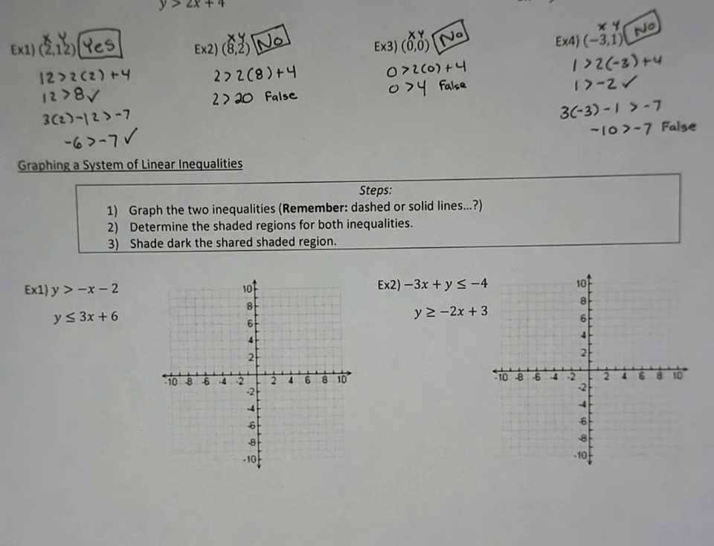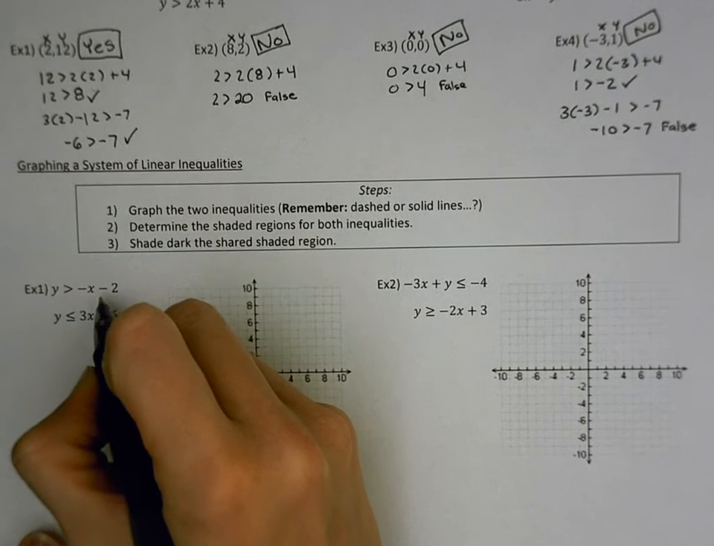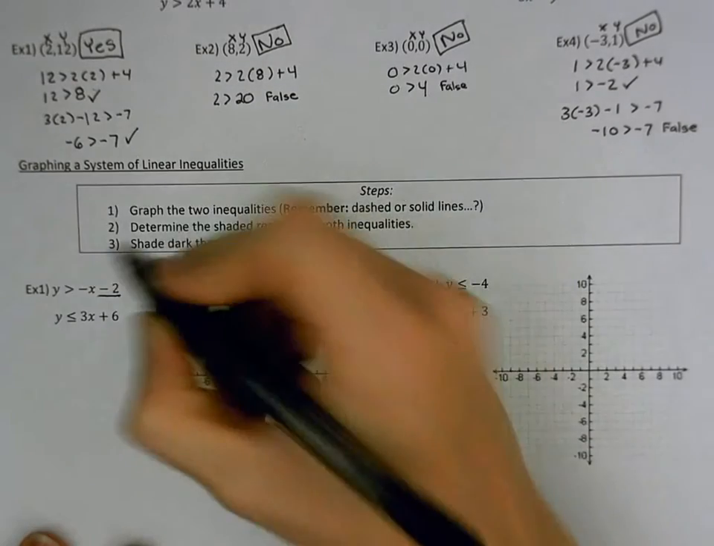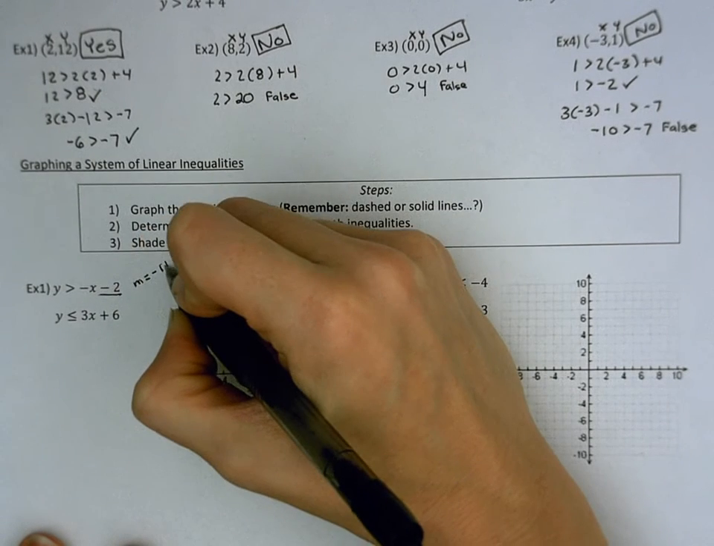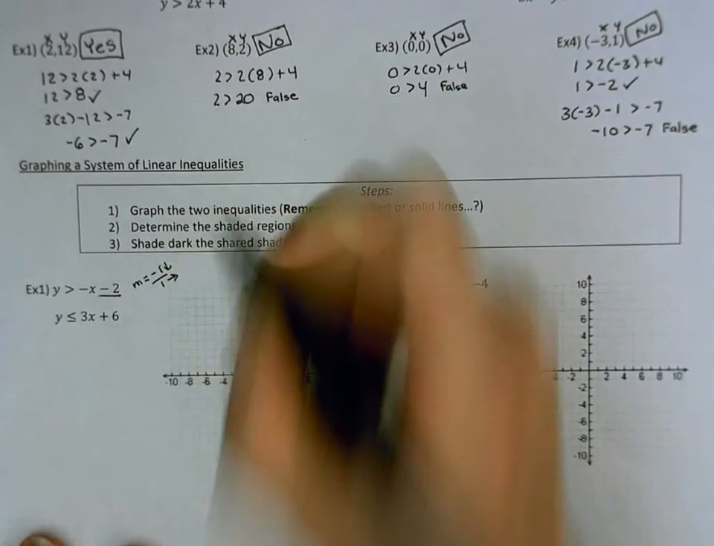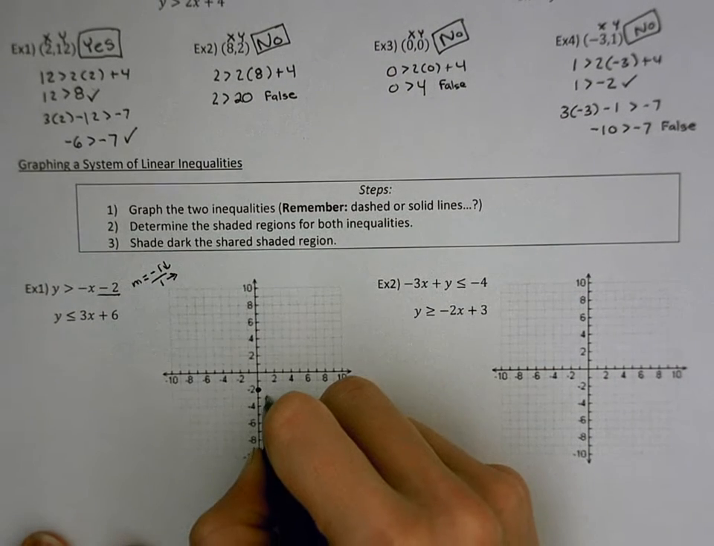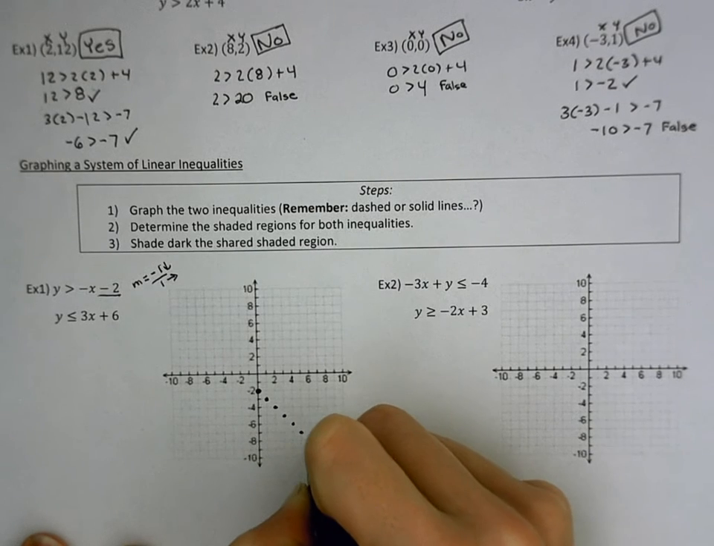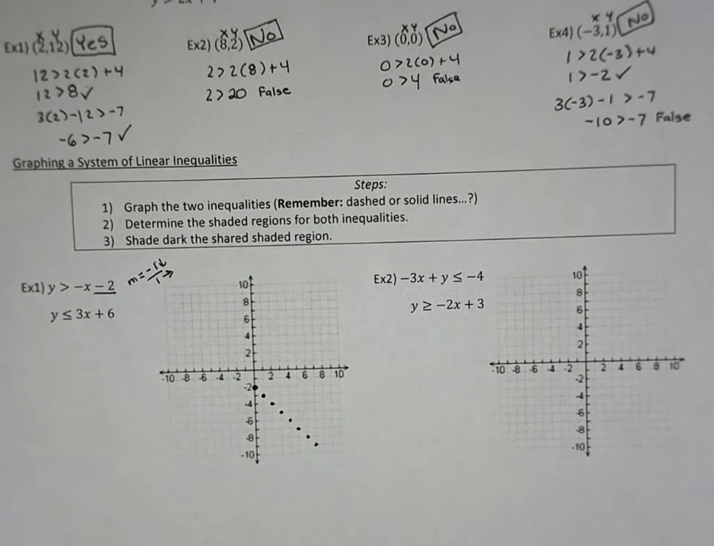Example 1, we're looking at y is greater than negative x minus 2. So we've got our b, which is negative 2. And we've got our m here, which is negative 1. Which means I'm going to be going down 1 and over 1 for my slope. So down 1 over 1, down 1 over 1. You only need 2 points to make a line, but if you want to do a number of them, that just helps keep the accuracy of your line's track, right? It helps you keep your ruler straight.